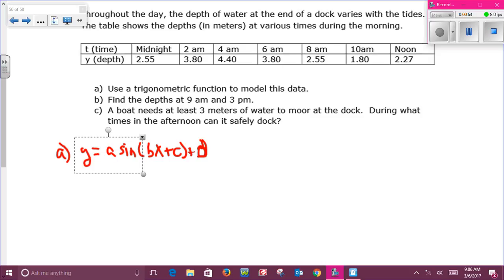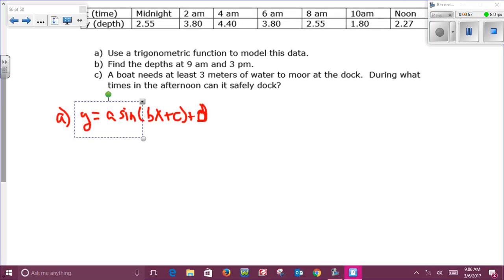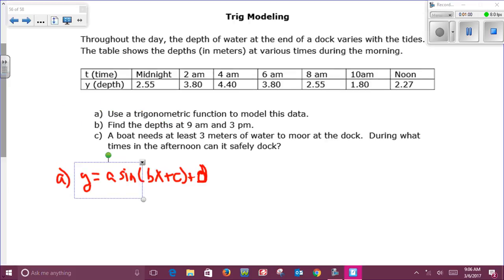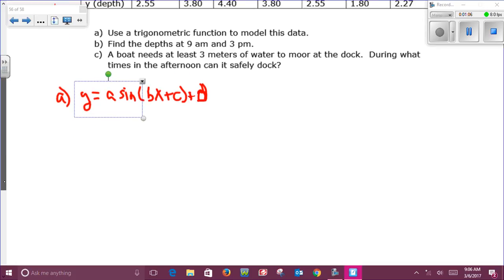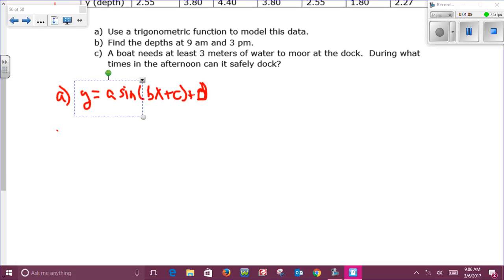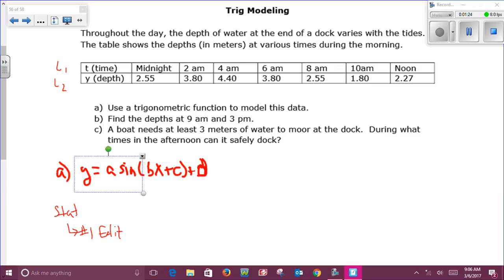Okay, so in order to do this, we need to put all these values up in our chart into our calculator. We're going to put the top ones into list 1 and the bottom ones into list 2 once we get into our statistics. So the first thing you need to do is hit the stat button, and you want to do number 1, edit. And once you do that, you want to enter list 1, all the values that are in here. Midnight would be 0, and then 2, 4, 6, 8, 10, and then noon is obviously 12. And then just put the bottom numbers in for the y values, which is L2.